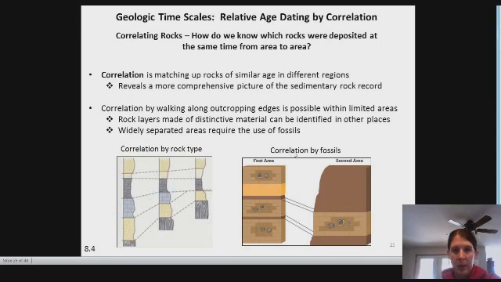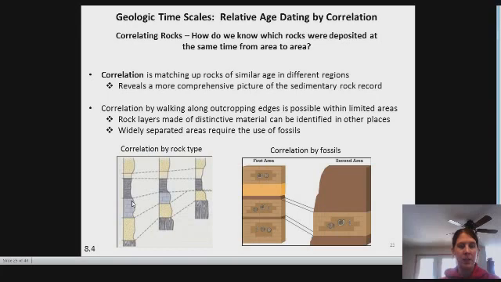Here's just an example of how we would do correlation by fossils. So say I'm along a highway section and I have an outcrop here, and then there's a bit of a gap and an outcrop here, and then if you look on the other side of the road, there's an outcrop here. So we can take cross sections of each of these, draw up a sketch of the rock units, and determine where these rock units match up.